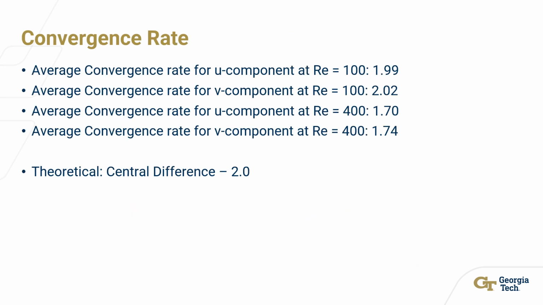The average convergence rate for the u component at Reynolds number 100 was 1.99. For the v component, it was 2.02. The u component at Reynolds number 400 was 1.70, and for the v component, it was 1.74. As you can see, as the Reynolds number increases, the convergence rate decreases. The theoretical convergence rate is 2.0 using the central difference discretization.